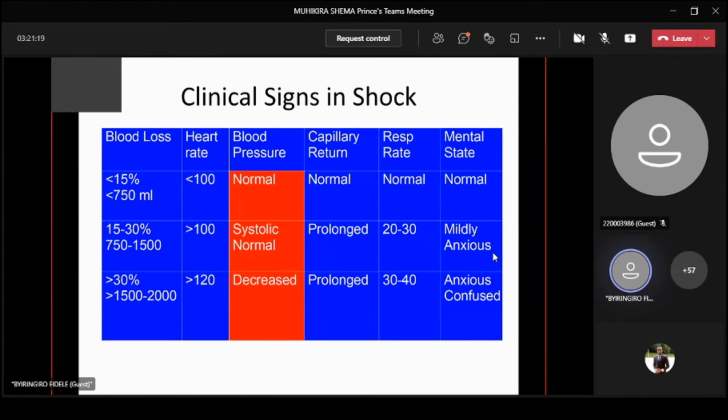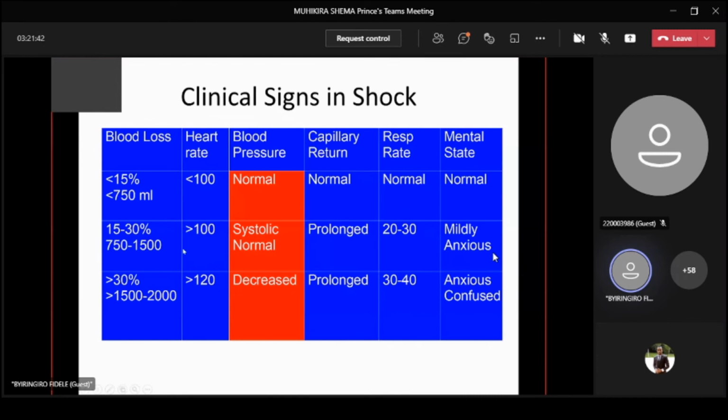You see me, I get a trauma and I have around 10% of blood loss. 10% of blood loss, I'm in this level. Level 1. Category 1 of shock, hemorrhagic shock. That means my heart rate is below 100, my blood pressure remains normal, my capillary return is normal, respiratory rate is normal, mental status is normal.